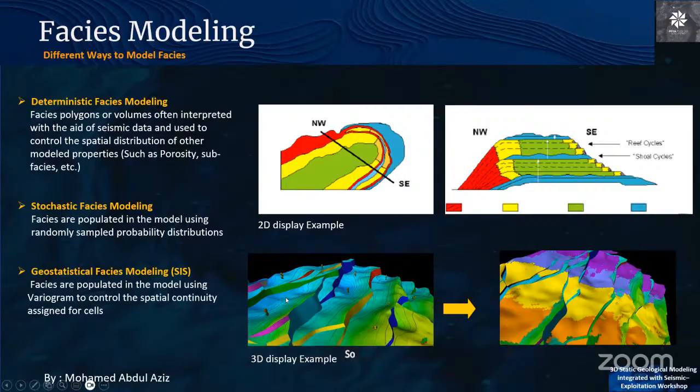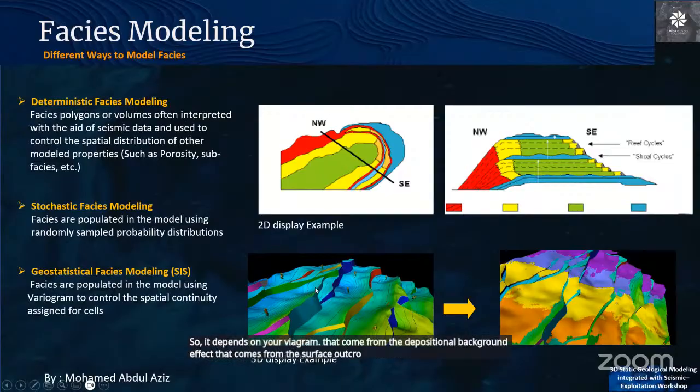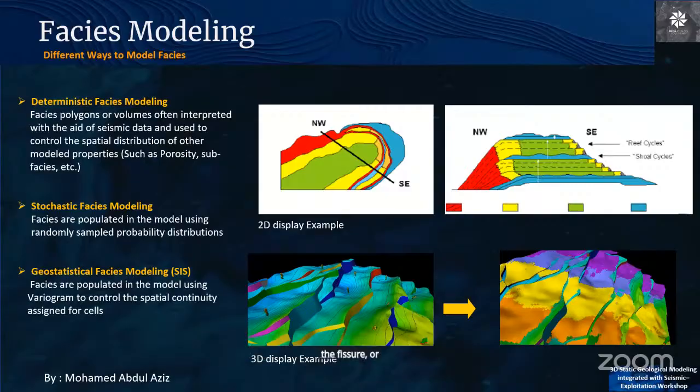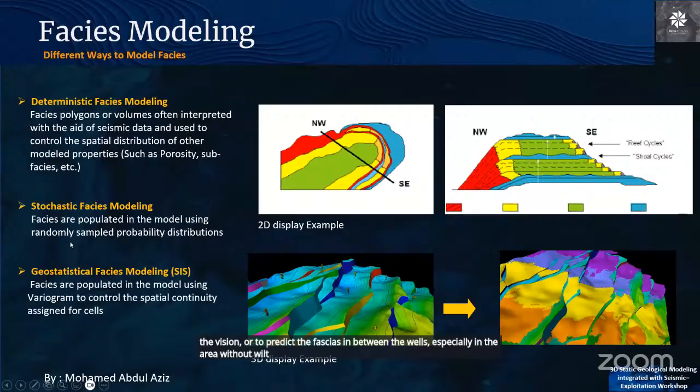So it depends on your variogram that comes from the depositional background effect, that comes from the surface outcrops background. All of such information gives you a conceptual model, or a realistic conceptual model, to populate the facies or to predict the facies in between the wells, especially in the area without well data. So stochastic here, facies are populated in the model using random sample probability distribution.